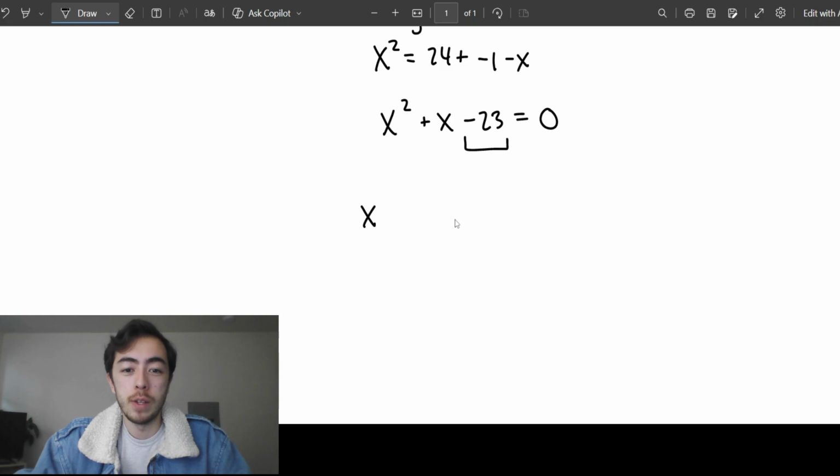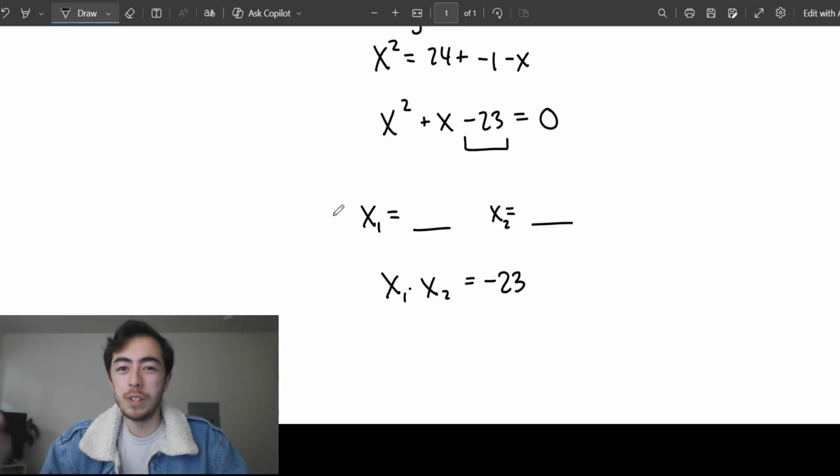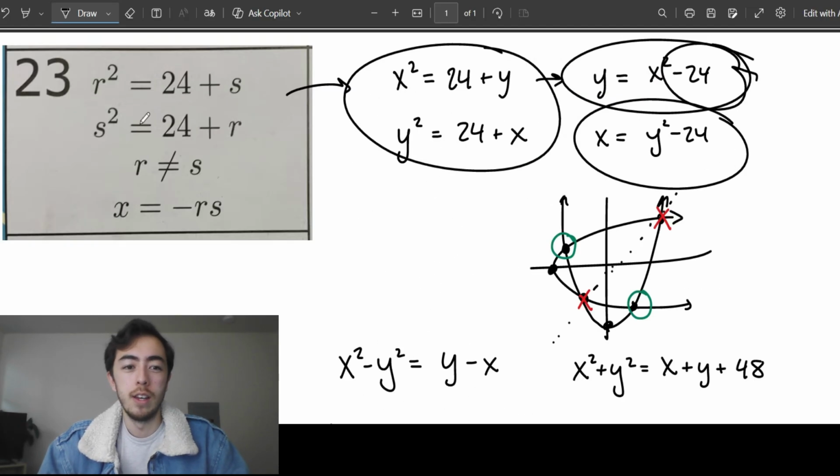So I just showed that basically we have two different x solutions. Maybe let's call them x1 and x2. And once we find them, we can multiply them together to get this number -23. However, these are both of our x solutions, and we don't yet know anything about y, or r and s from the original problem statement. However, remember how I said that this is a symmetric system of equations? That basically means that it doesn't really matter what I did to solve for r or s.